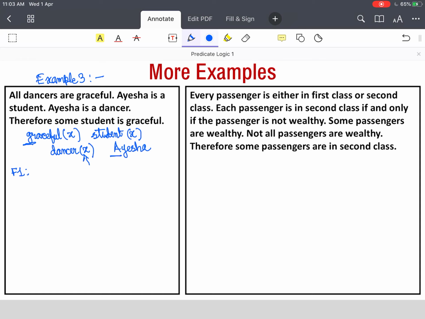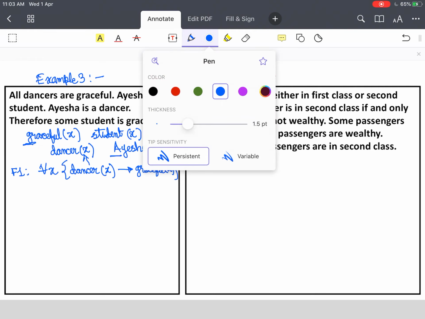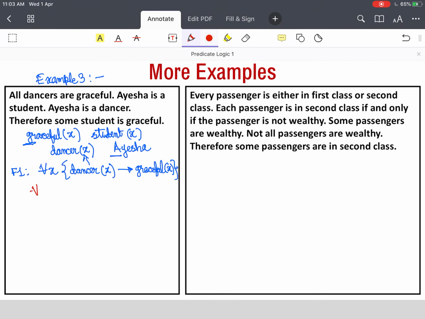What is our formulae now? F1. Our formula is all dancers are graceful, which means for all X, dancer X implies graceful X. The question is, why didn't we write for all X, dancer X and graceful X?